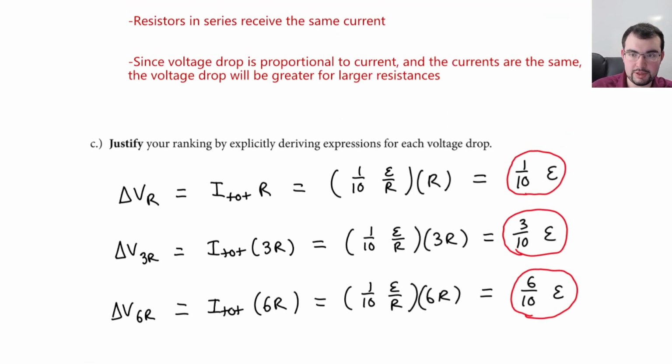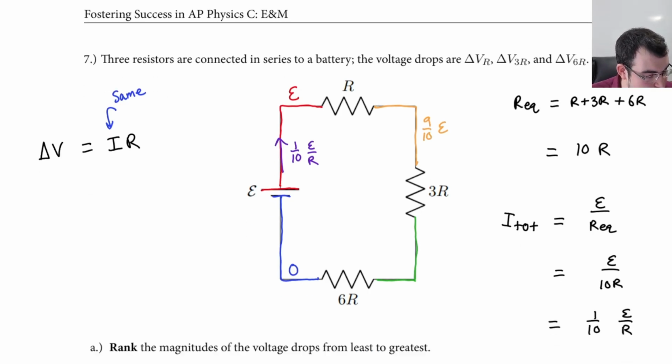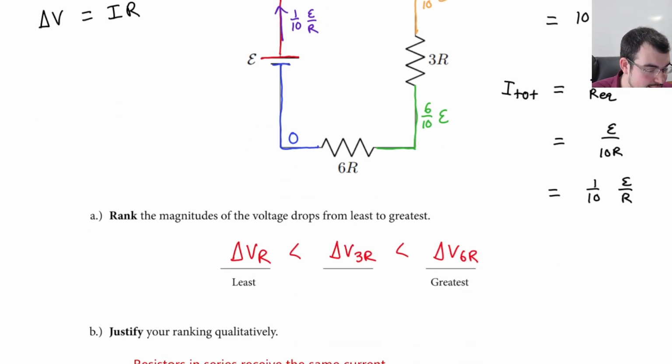So notice that we have least and greatest. As expected, the lowest resistance was the lowest voltage drop. The highest resistance was the highest voltage drop. And we can actually fill in our potential values up here, because we said we dropped 1/10 across the first resistor. So this is actually 9/10 epsilon. Then we dropped 3/10. And then we dropped 6/10. So it does work. Goes both ways. So it's always nice when that happens.